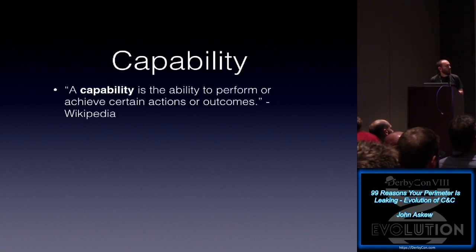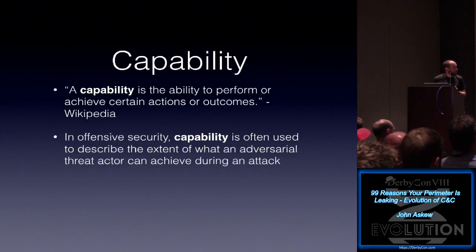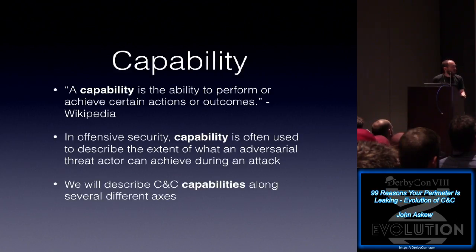A few other concepts I want to cover before we dive in. Capability is something I'm going to repeatedly say. Basically, the ability to perform or achieve certain actions or outcomes. In offensive security, we can use this to describe the extent of what an adversarial threat actor can achieve during an attack. And specific to command and control, I think we'll be talking about capabilities along several different axes or aspects, like reliability, security, concealability.